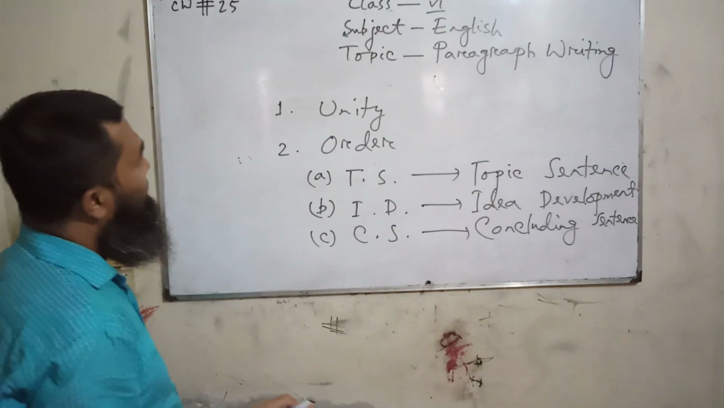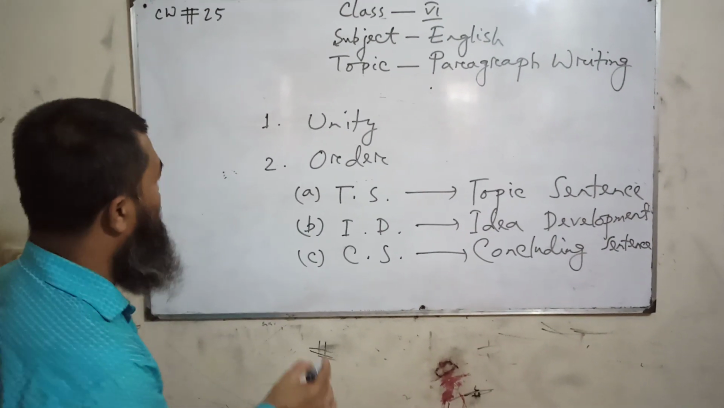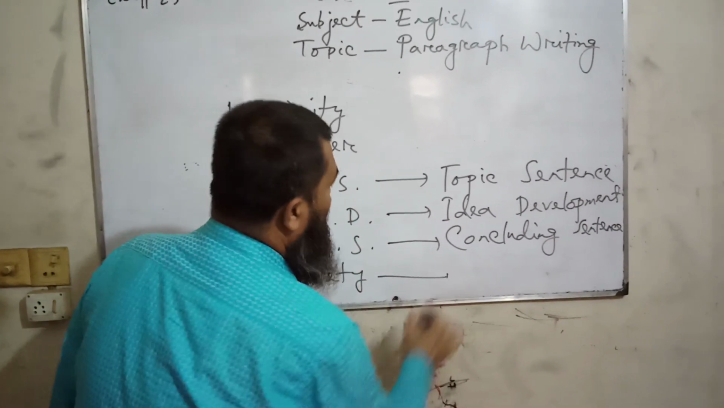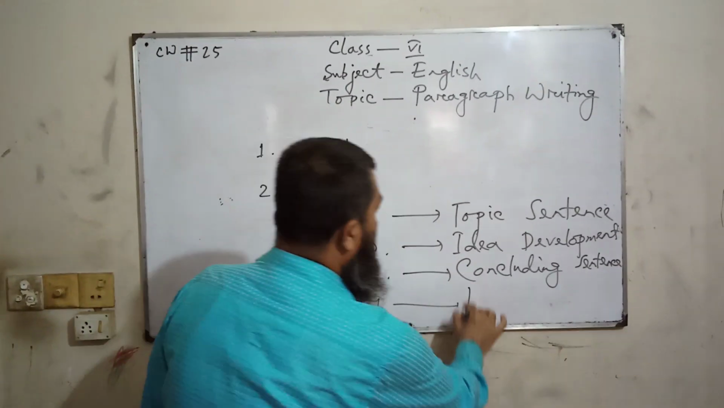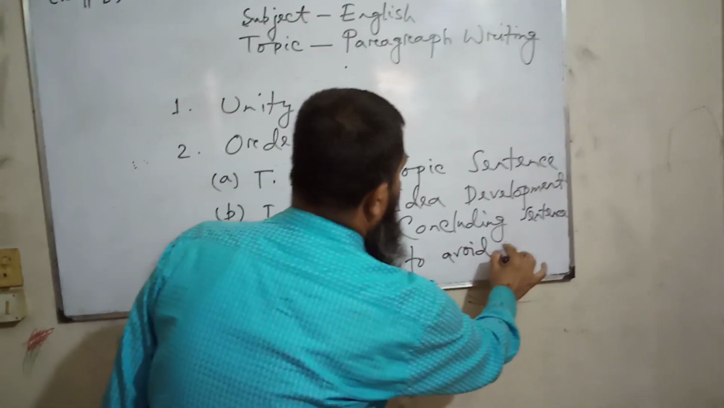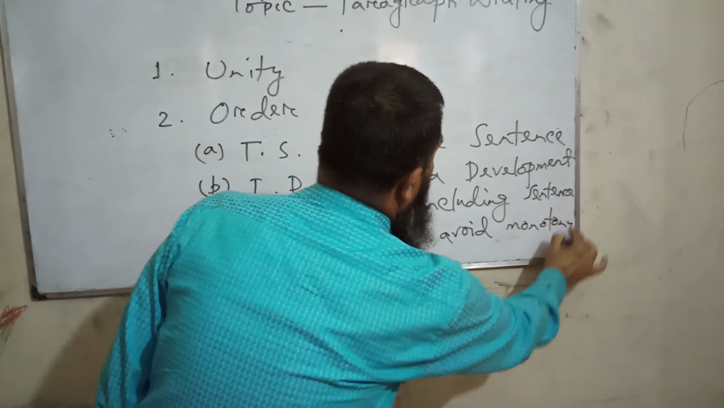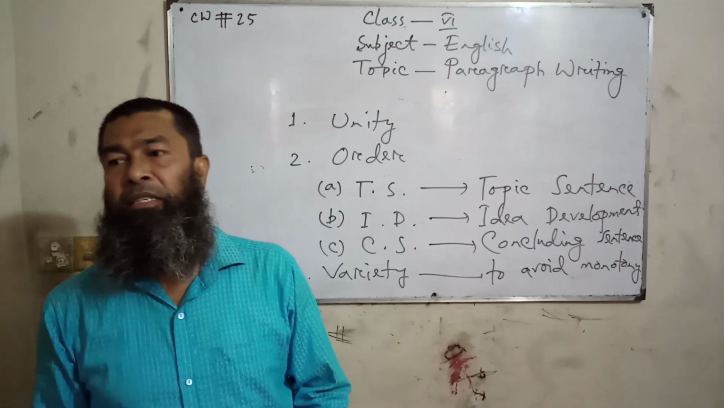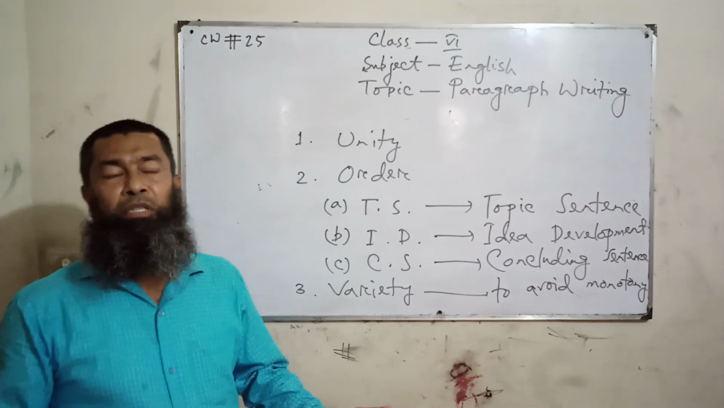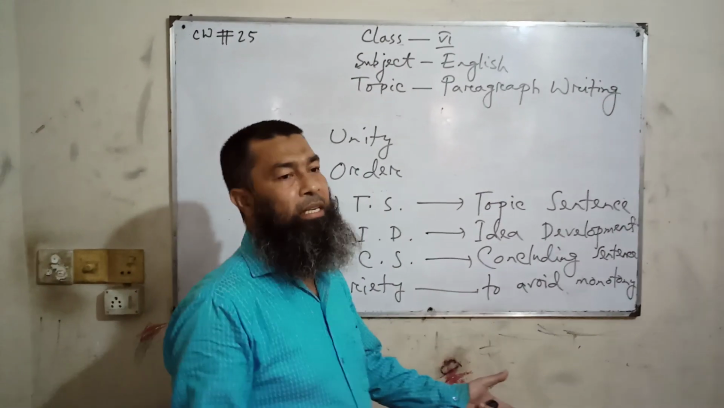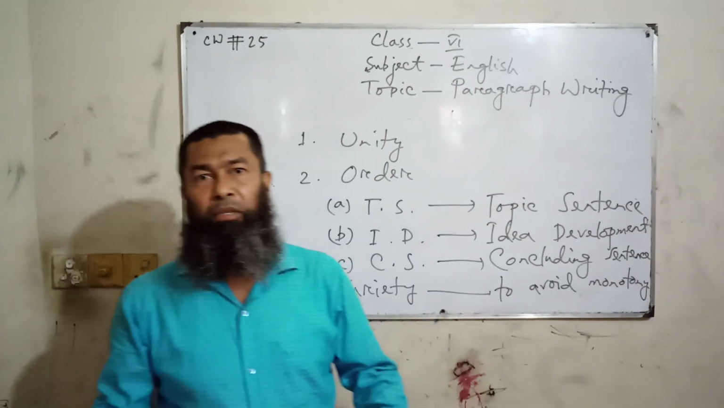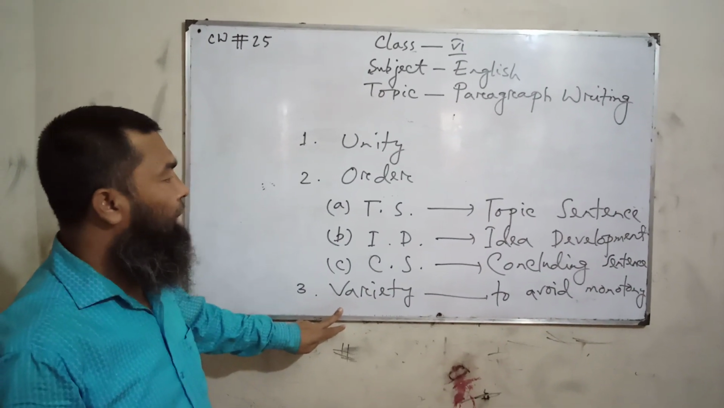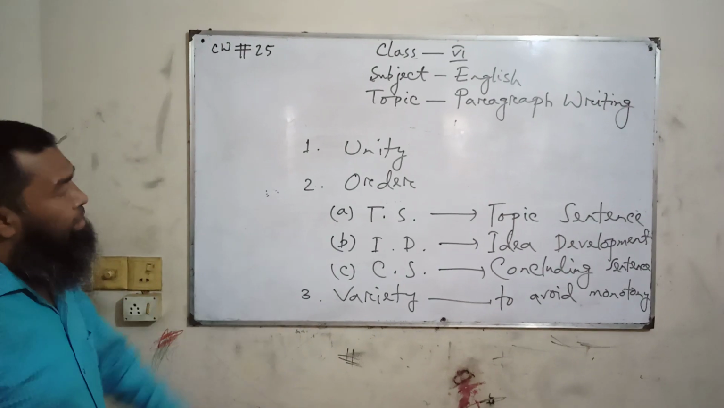Okay, the next principle to write a paragraph is variety. What is variety? Variety means to avoid monotony. That means not to write the same sentences, same construction always, because it is our habit that we write one sentence 2 or 3 times. So it should not be followed. That means monotony should be avoided. Okay, so these are some points.